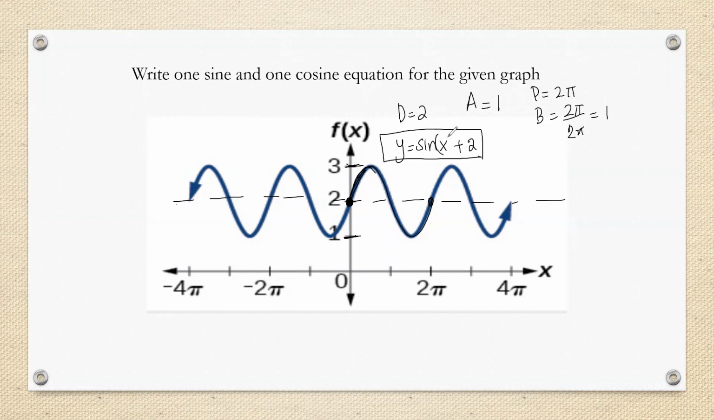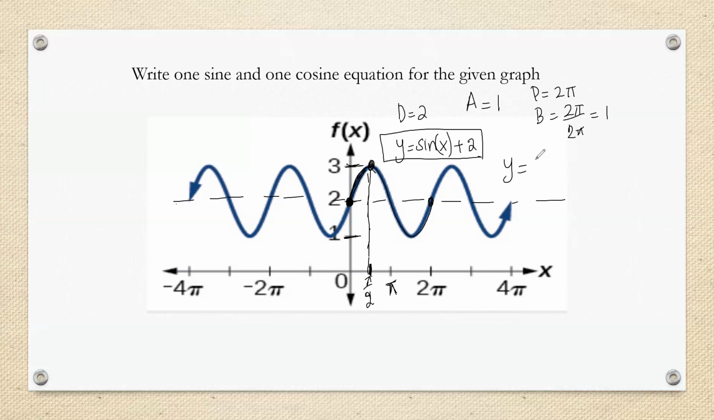Because your graph has no stretch or shrink, your graph has just a shift up by 1 unit. No physical stretch or shrink, no horizontal stretch or shrink, no phase shift, just a vertical shift. For the cosine equation, you could start from here, and that point is pi over 2, not pi over 4. How I know this is because this is pi, so this is exactly halfway through it.